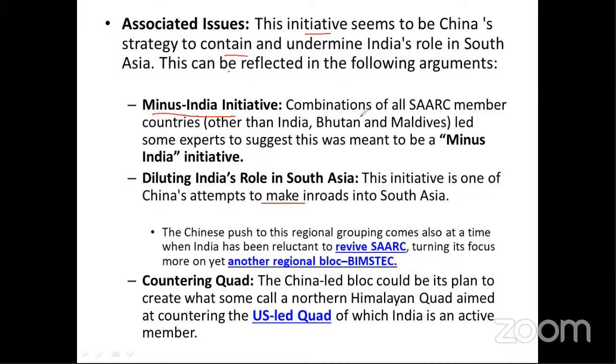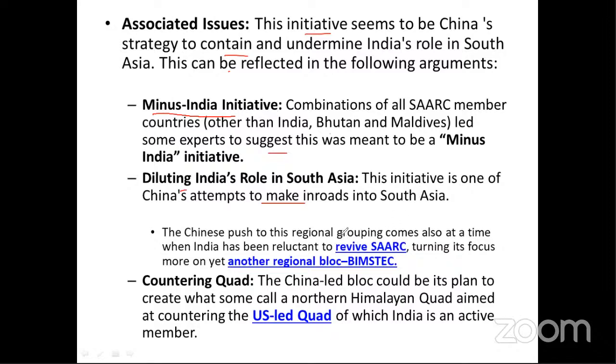So the combination of all SAARC member countries other than India, Bhutan, and Maldives led some experts to say that this was meant to be a minus India initiative. As you know, only these three countries are not part of this initiative. All other SAARC members are part of this initiative. So we can say it's called a minus India initiative, diluting India's role in South Asia. This initiative is one of China's attempts to make inroads in South Asia.